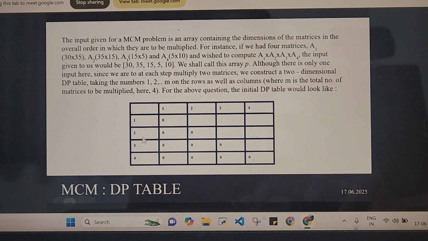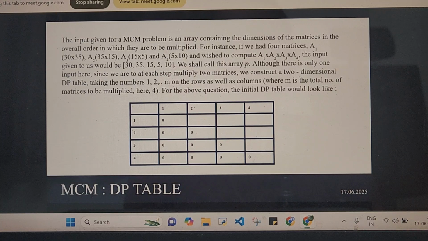So going back to our table, if I say DP of 2 of 4, for instance, it means the minimum number of multiplications required to compute A2 cross A3 cross A4. Everything from the ith to the jth to be multiplied. What's the minimum number of multiplication operations you require?